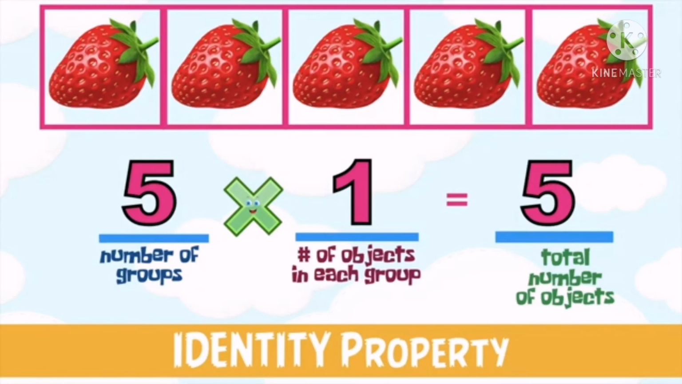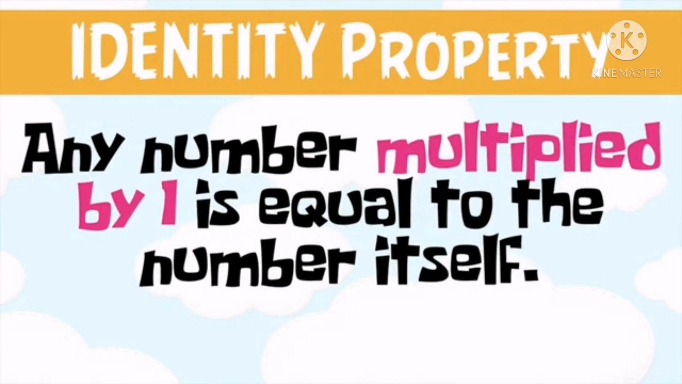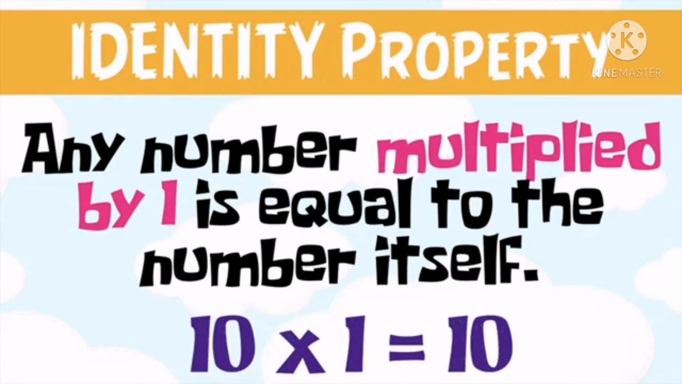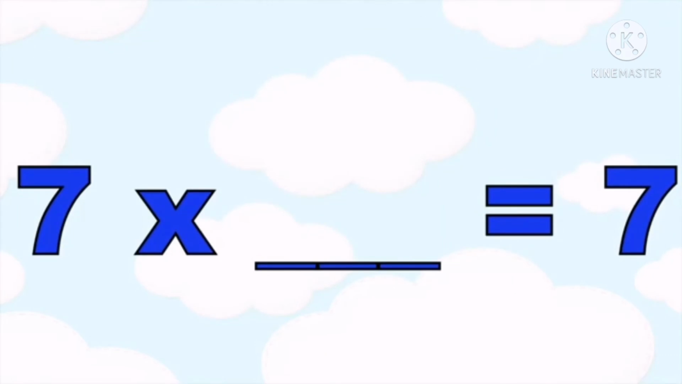Always remember that any number multiplied by 1, the product is the number itself. Children, remember the identity property of multiplication: any number multiplied by 1 is equal to the number itself. Example, 10 times 1 is equal to 10. How about if we have this? 7 times blank is equal to 7. What do you think is the missing number?